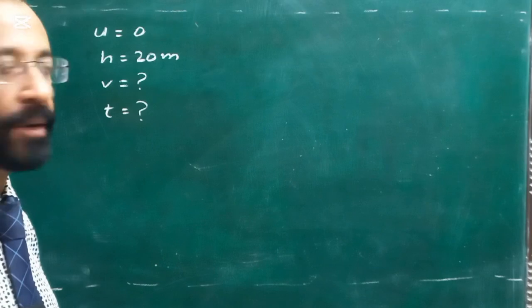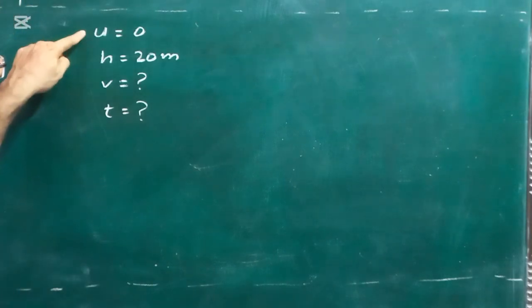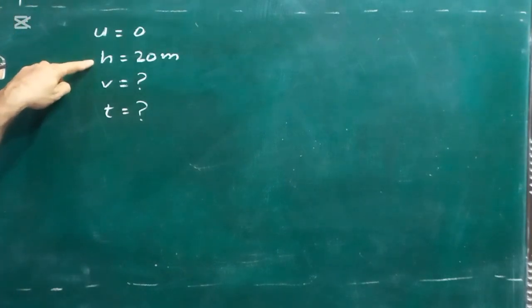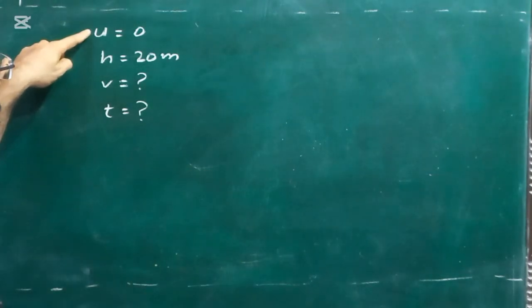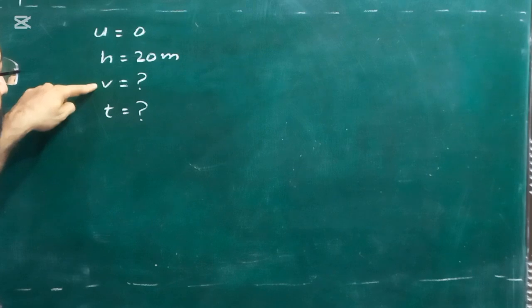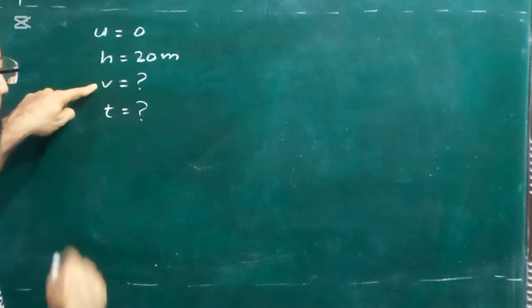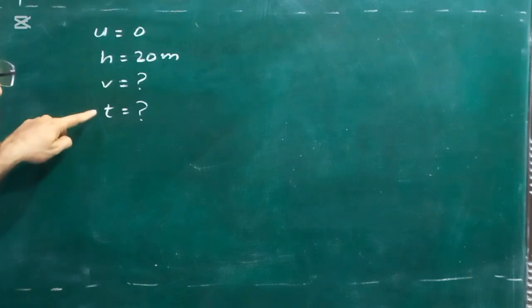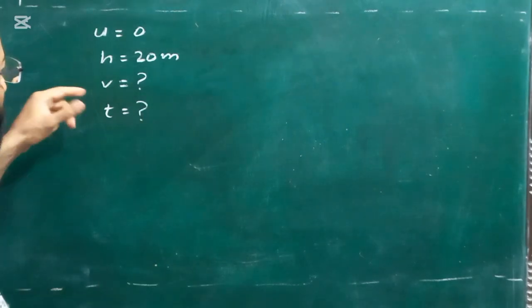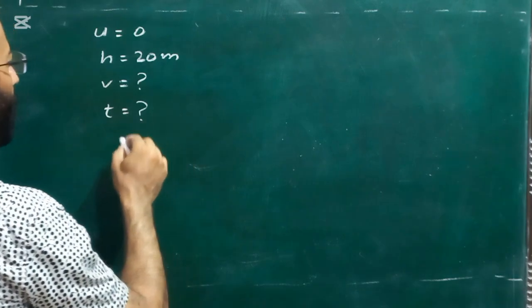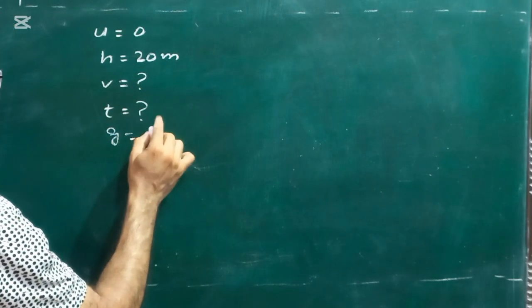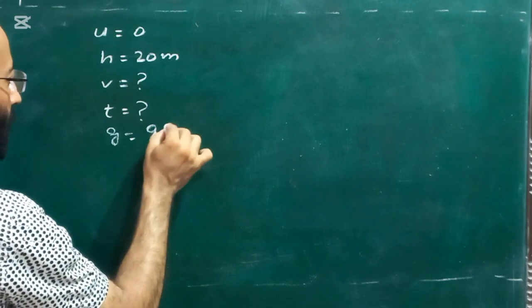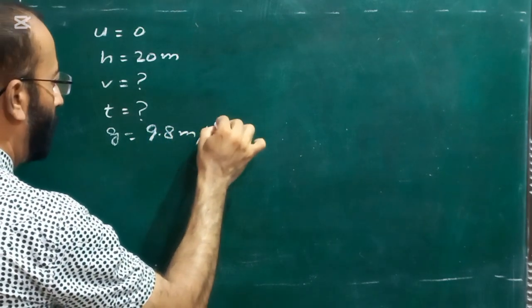So the data for the first question was a body is dropped from a height of 20 meters. So height is 20 meters, and because it is dropped from a height, it means the initial velocity will be 0. Requirement is to find its velocity just before hitting the ground. It means final velocity is required, and the time during the process is also required. So look now, in this case also acceleration due to gravity will be involved. That is 9.8 meter per second square.